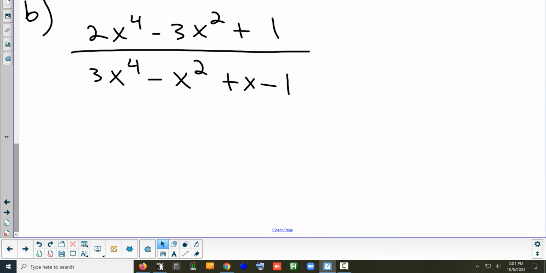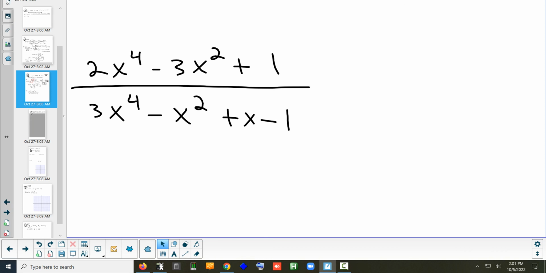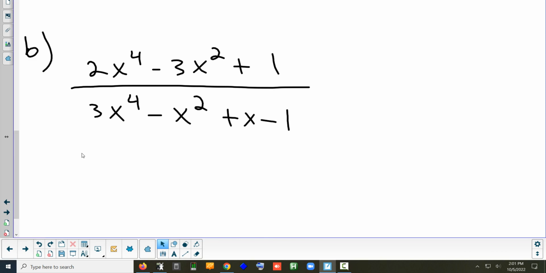Let's try this one. So we have a polynomial on the top, another polynomial at the bottom. And they want us to find the EBM and the horizontal asymptote.